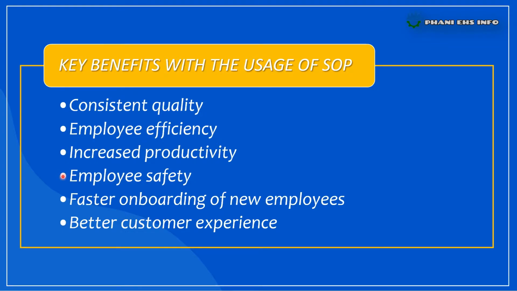Fourth one, employee safety. It is very important to provide people with all necessary protection, health, environmental and operational information to enhance their performance at the job. A good example of how SOPs keep employees safe is the lockout-tagout system. Fifth one, faster onboarding of new employees, to serve as a training manual for educating users about the method for which the SOP has been written. And last one, better customer experience, to ensure that approved procedures are followed as per company and government regulations.